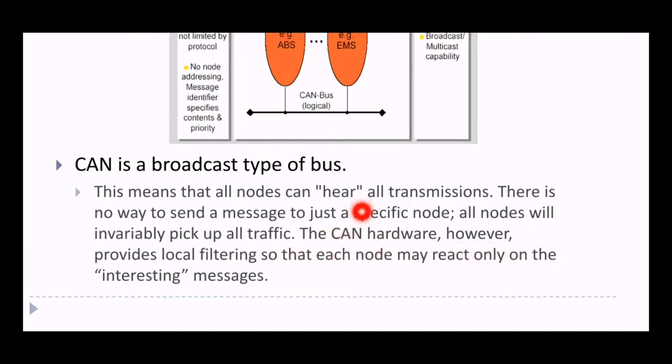So for example, if I'm telling something, I am one of the nodes and you all are nodes too. I'm telling something, you all will be able to receive the message, but only a few, or some, or one can pick the message if you really need it. This can be picked and filtered by the local filtering. So this is how the CAN bus will broadcast.